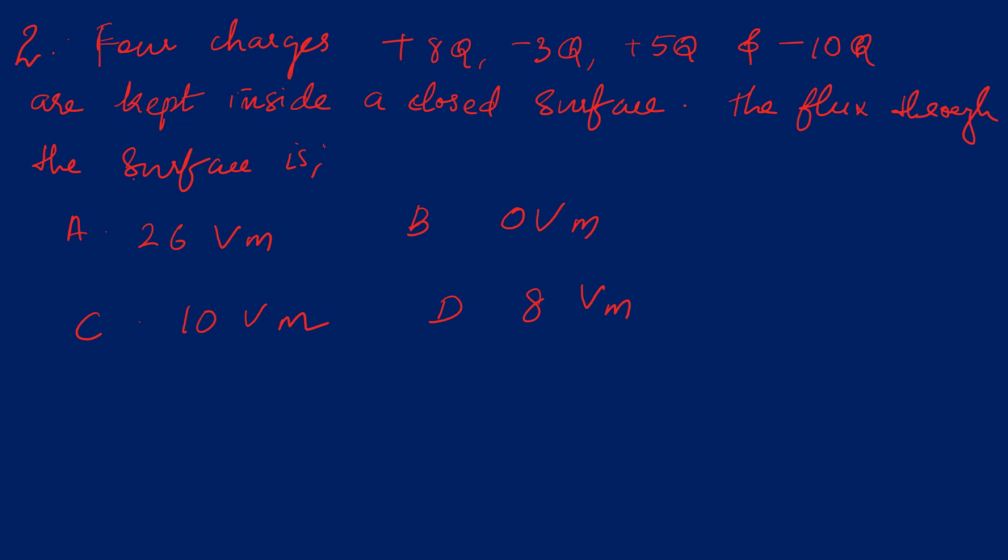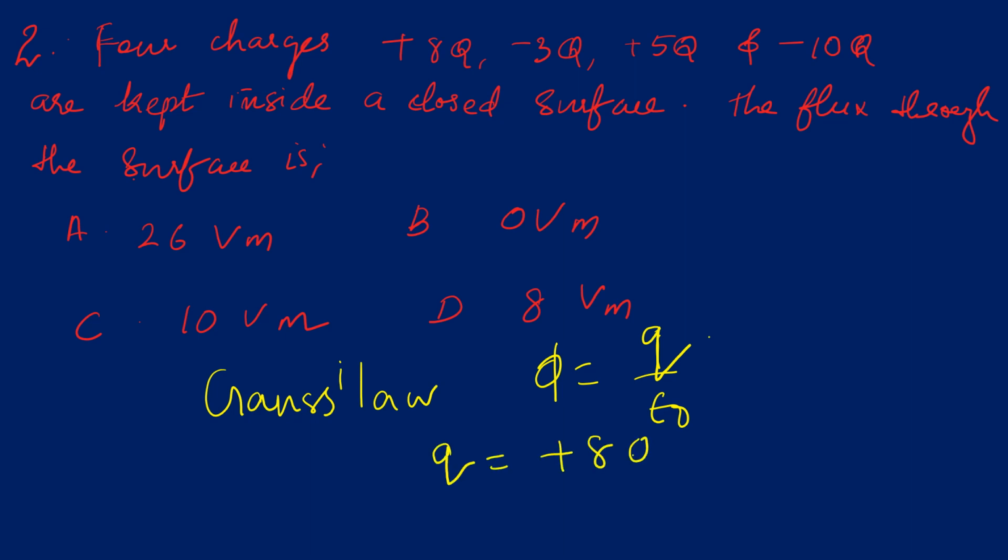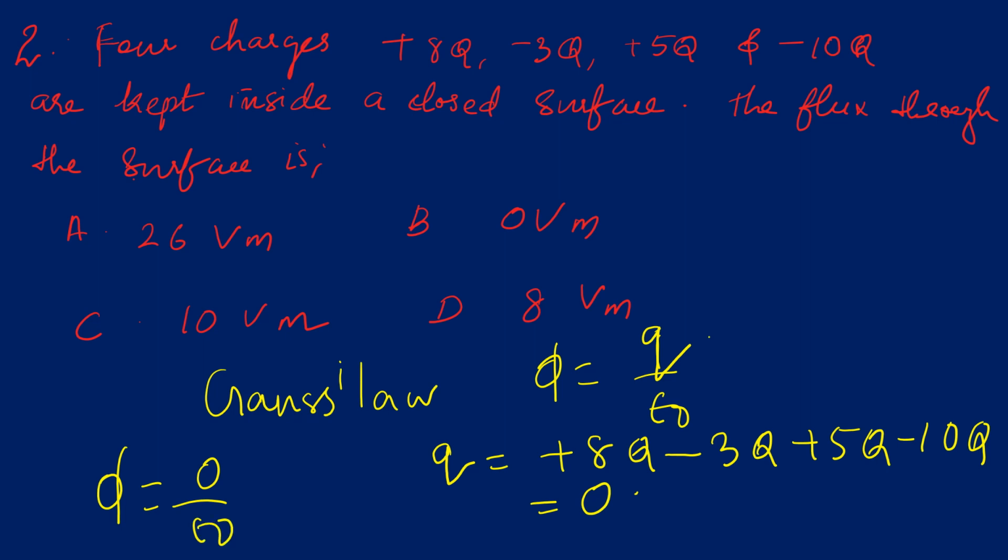4 charges plus 8Q minus 3Q plus 5Q minus 10Q are kept inside a closed surface. The flux through the surface is. By Gauss's law, flux equal to 1 by epsilon 0 total charge enclosed by the surface. So here total charge we can write it as plus 8Q minus 3Q plus 5Q minus 10Q is equal to 0. So flux equal to 0 divided by epsilon 0, that is 0. Correct option is B.